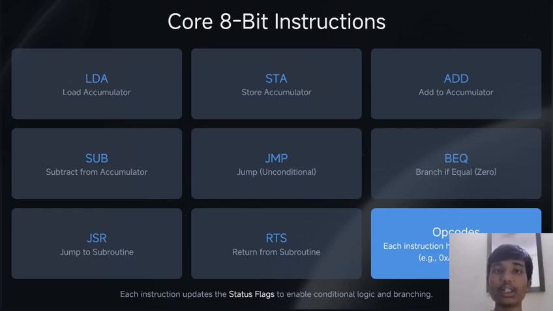JMP jumps to a different memory address, used for loops or skipping code. BEQ, branch if equal. This checks a condition and jumps if it's true. JSR and RTS are used for subroutines, like calling and returning from small functions. Each of these instructions has an opcode, a hexadecimal number that represents it. For example, LDA has the opcode 0xA9.